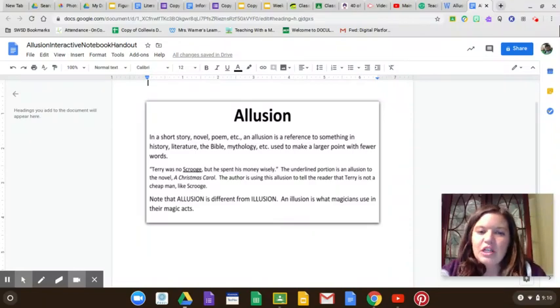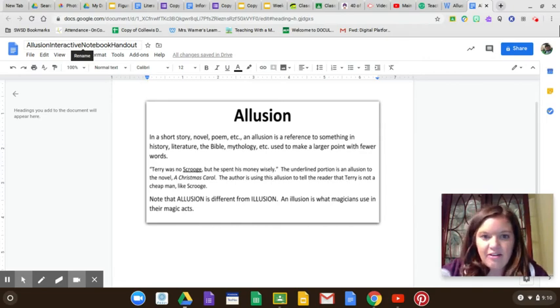Okay, so we're going to do a little bit more figurative language practice today. I'm going to attach this doc, which is like an interactive notebook, like a handout. It just gives you a little reminder of what allusion is. I know we've talked about it before in school. We've talked about all the different figurative languages, but we're just going to go through and practice them to make sure everybody has a good handle on them.